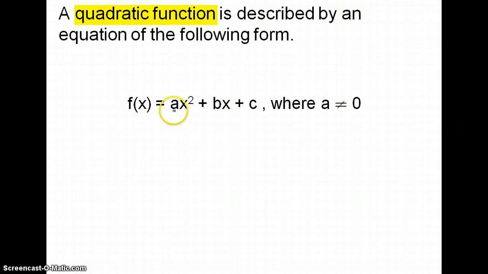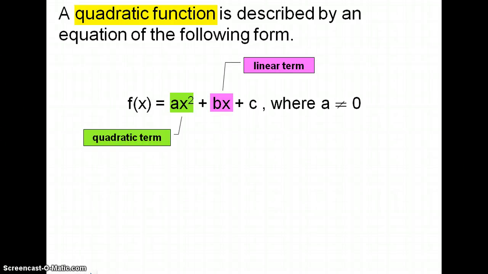All that means, where a is not 0, is that this will have a coefficient. Now it can be 1 or any other number. It's just not 0, because if it were 0, then this term would go away, and we would be left with just a line. So this first term is called the quadratic term. The next term is called the linear term. And the last term without the letter x is called the constant term. So that would be just a number.